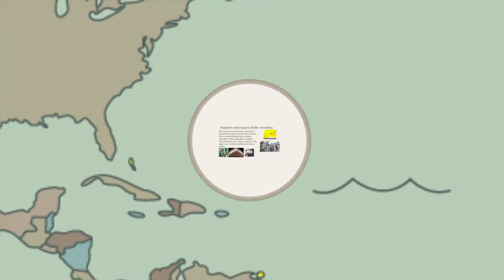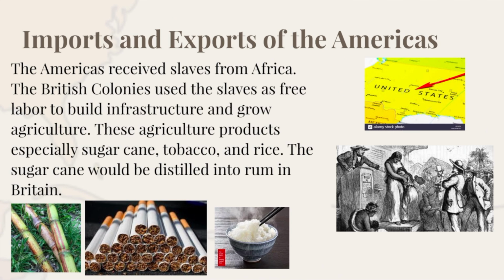Next, we have what went on in the Americas. So this is a little more complex, but the Americas would receive slaves from Africa who would work in America and grow different agricultural products. So these agricultural products, especially sugarcane, tobacco, and rice, were kind of the basis of colonization in the Americas.